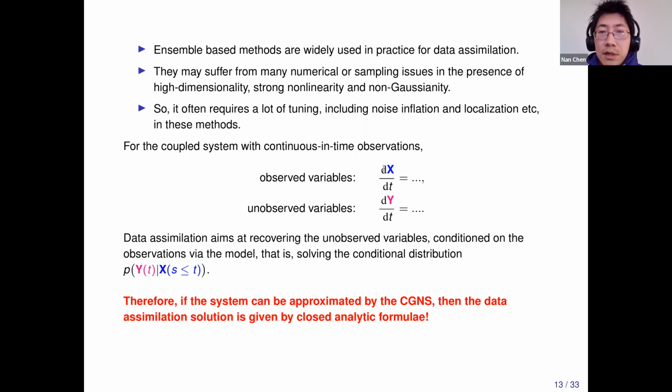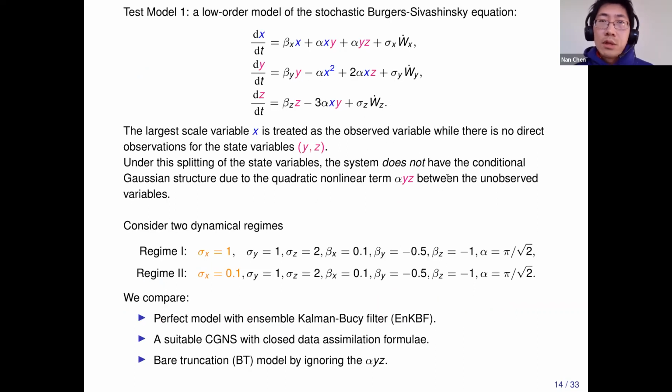So that means if our system can be approximated by a conditional Gaussian nonlinear system, then the target of this data assimilation, which is this distribution, can be solved using a closed analytical formula. That is the motivation to think about how to build an approximate model using this conditional Gaussian framework, because this analytical formula will allow us to solve this distribution in a high-dimensional space, and we can avoid all, or at least most, of those numerical or sampling issues due to the strong nonlinear and non-Gaussian features. So let me show a very simple example here.